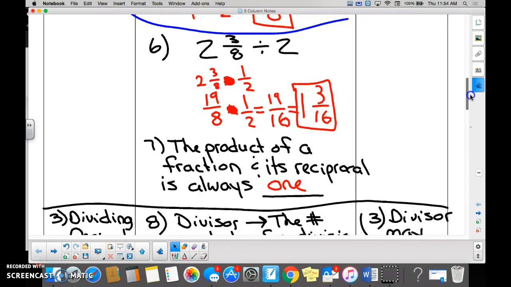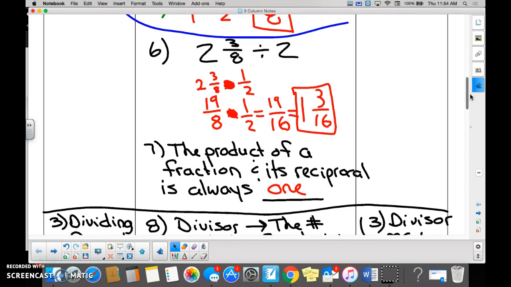She converted the mixed to an improper. She inverted the 2, which is technically 2/1, right, you guys? Okay, what's the inversion of 2/1? 1/2. So that's where we get the 1/2 from. So excellent job there.